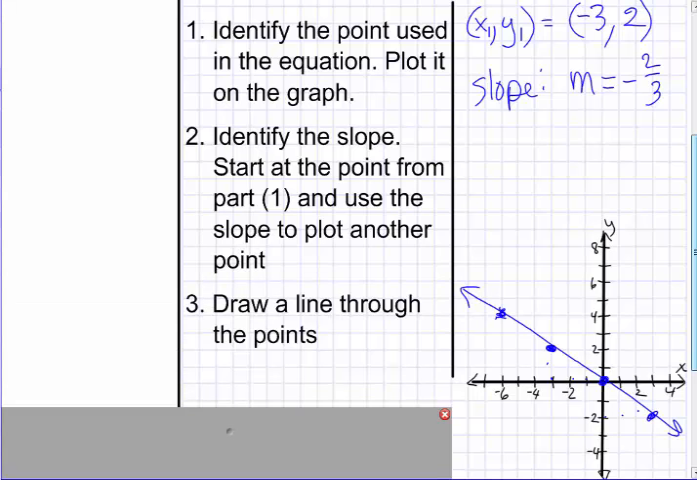Okay, not so bad. We just have to be careful with our positives and negatives when we identify the point. And then it's just like slope-intercept form. You use the slope from that point, get some more points, and then draw your line. Okay. Then you don't have to worry about any fractions if you rewrite it.